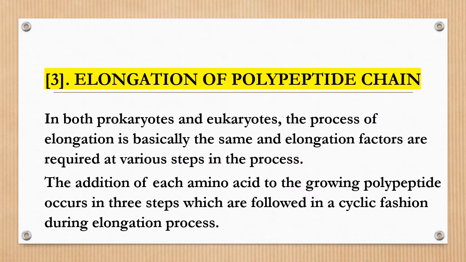Third step in translation, that is elongation of the polypeptide chain. In both prokaryotes and eukaryotes, the process of elongation is basically the same, and elongation factors are required at various steps in the process. The addition of each amino acid to the growing polypeptide occurs in three steps, which are followed in a cyclic fashion during the elongation process.